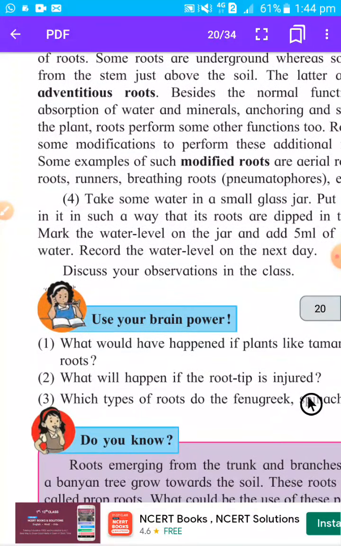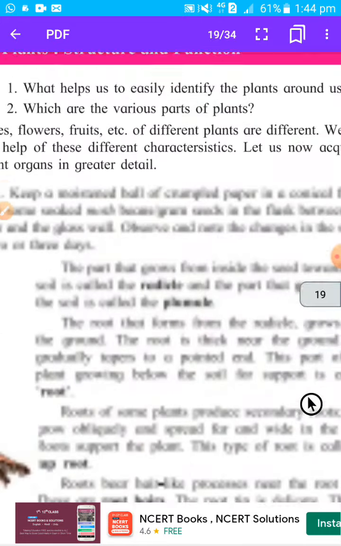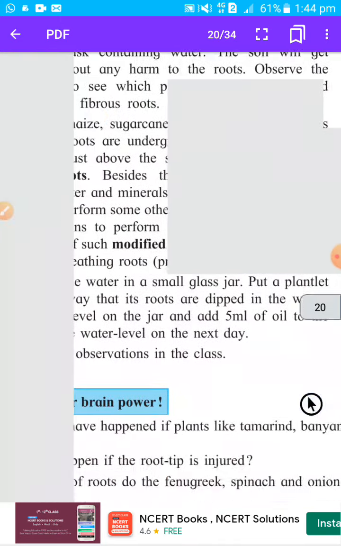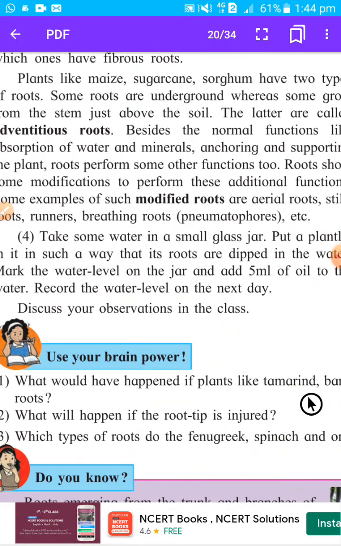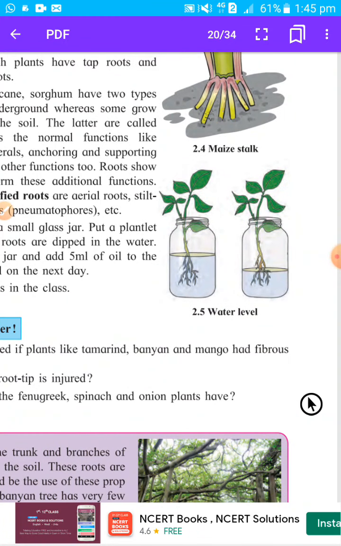Then again there is a small activity. Take some water in a small glass jar, and then put a plantlet in it in such a way that its roots are dipped in water. So the roots will be in the water. Mark the water level on the jar and add 5 ml of oil to the water. Record the water level on the next day. So, very simple activity.